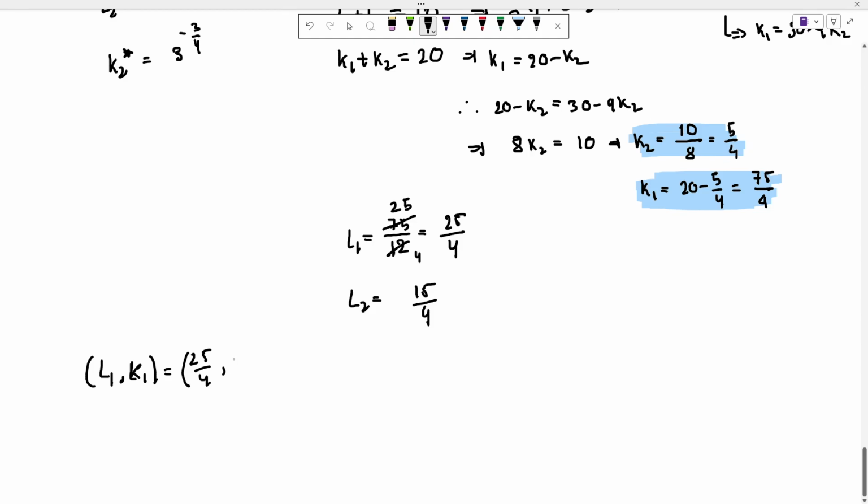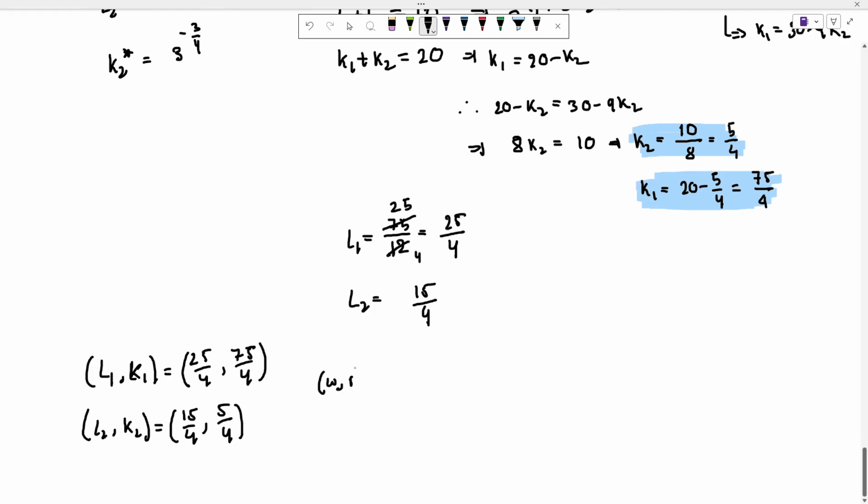Right? So my final allocation: what L1 uses, L1 is just 25 by 4 and K1 is 75 by 4. Your L2 is 15 by 4 and K2 is 5 by 4.